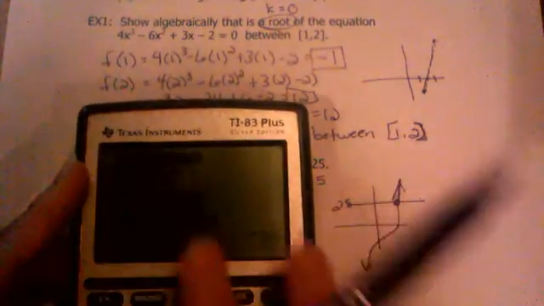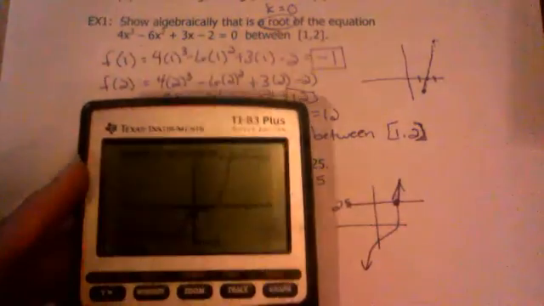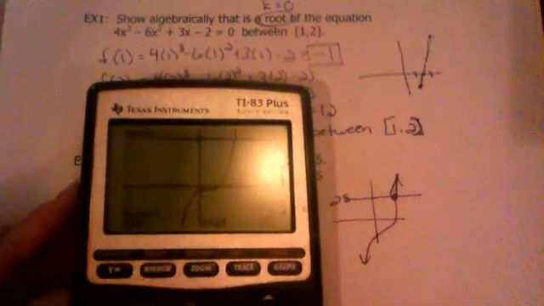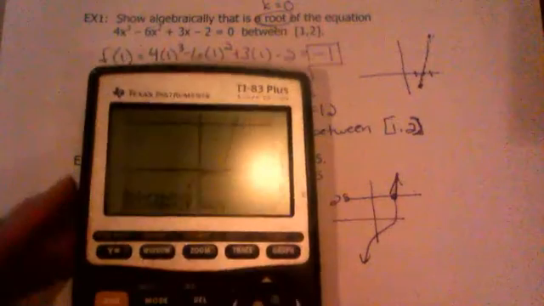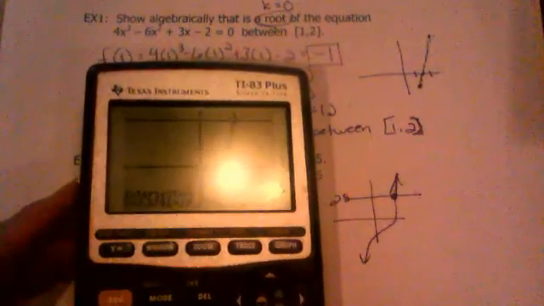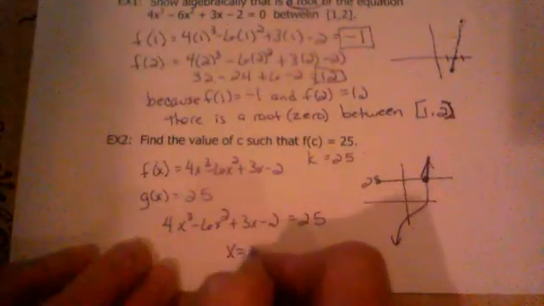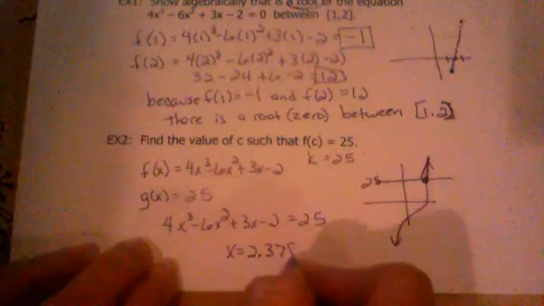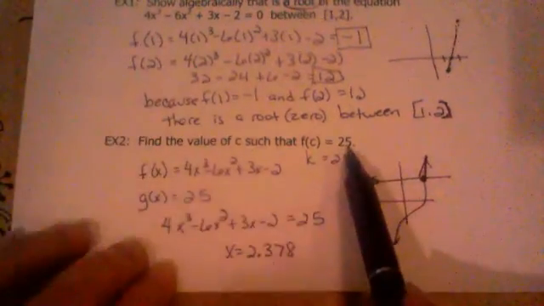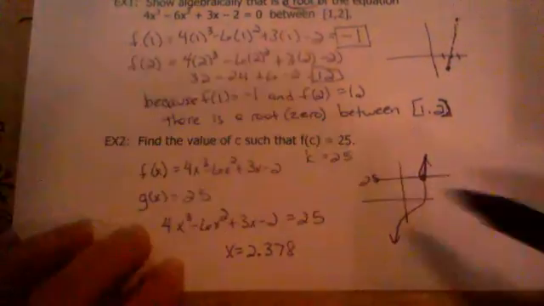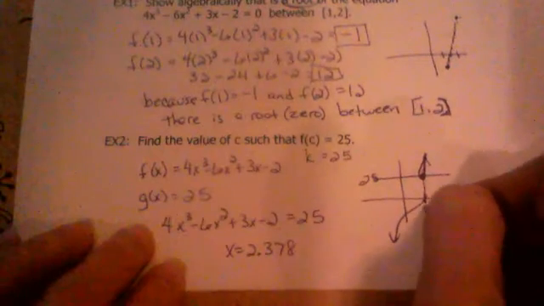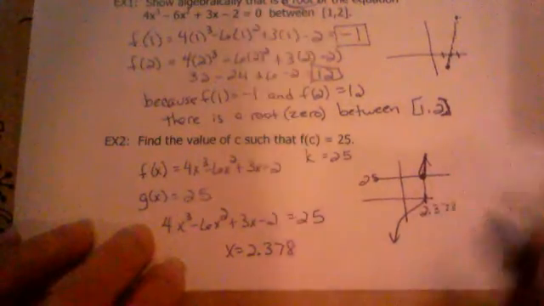So second trace 5, enter, enter, enter. And it looks like that intersection is at 2.378. So when k has an output of 25, the x value here is at 2.378.